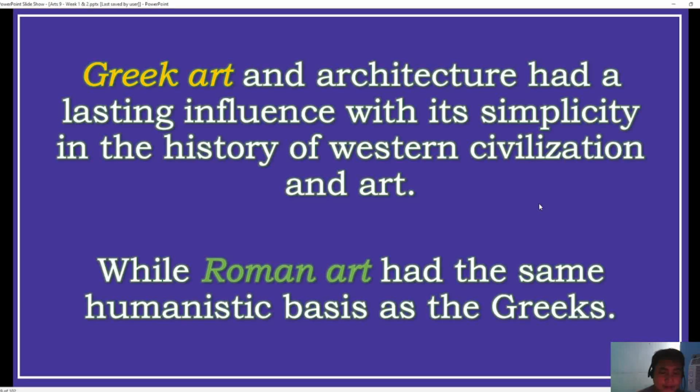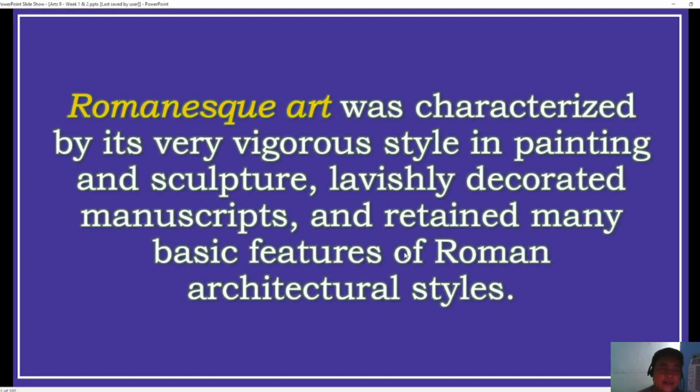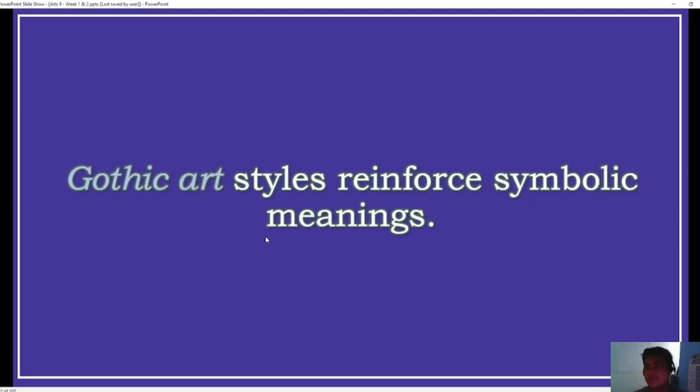For the Roman art, same humanistic basis as the Greeks. For Byzantine art, purposely made to glorify Christian religion and to express its mystery. For the Romanesque art, it was characterized by its very vigorous style in painting and sculpture, lavishly decorated manuscripts, and retained many basic features of Roman architectural styles. And last, for Gothic art, styles reinforced symbolic meanings.